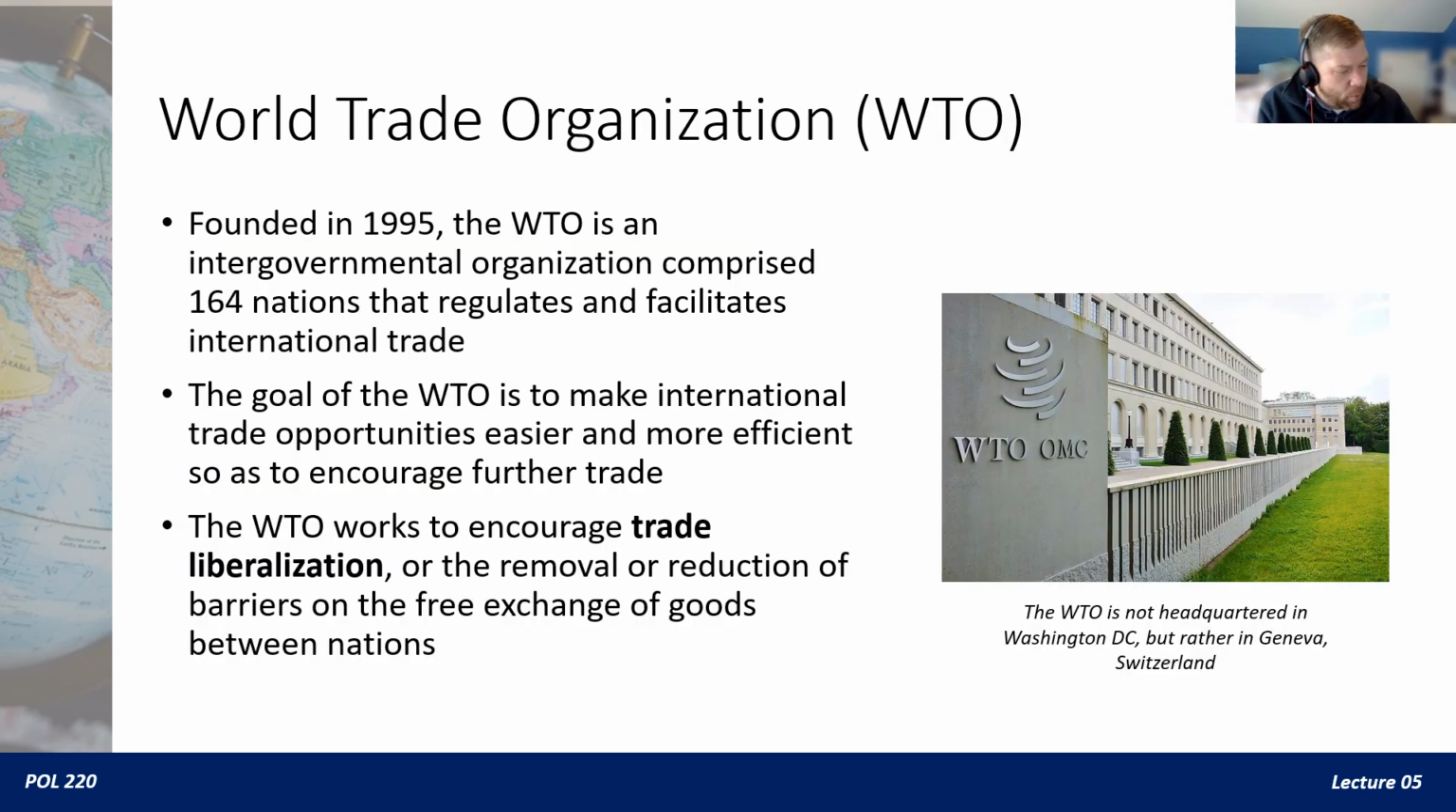I want to mention the World Trade Organization as well here. Founded in 1995, the WTO, an intergovernmental organization, is comprised of 164 countries that regulate and facilitate international trade. The goal of the WTO is essentially to make trade opportunities easier. So they want to make it easier for countries to trade with one another, and break down some of the tariffs and trade barriers that exist. In doing so, they're working to support what we refer to as trade liberalization. So again, making it essentially seamless and smooth for companies in different countries to engage in commerce with one another.